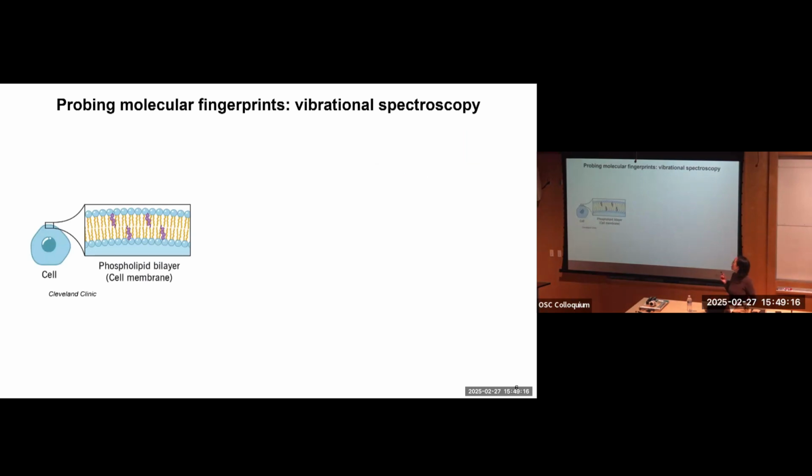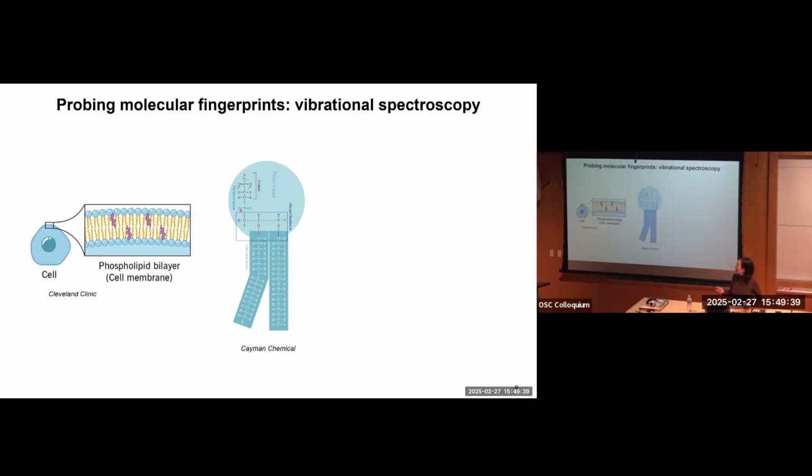As the name suggests, it detects vibration signals inside biomolecules. We will use the cell membrane as an example. If we zoom into a cell membrane, it is composed of a phospholipid bilayer. And if we zoom into one of the phospholipid molecules, it is composed of a head group and also two tails. Those tails are fatty acid chains.